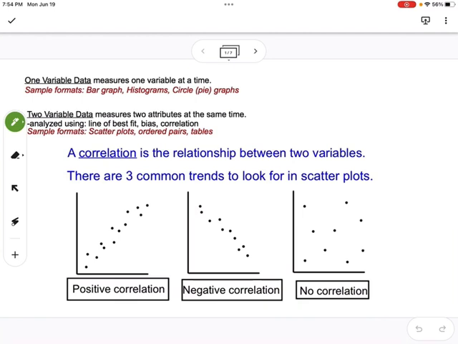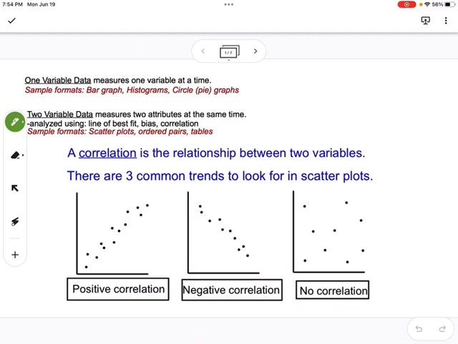So first of all, 1 variable data, this measures 1 variable at a time. So one piece might have a theme, like you could be talking about your favorite food, and the one variable would be the frequency, so the amount of people that like that certain food. So 1 variable data can look like a bar graph, a histogram, a circle graph, or a pie chart.